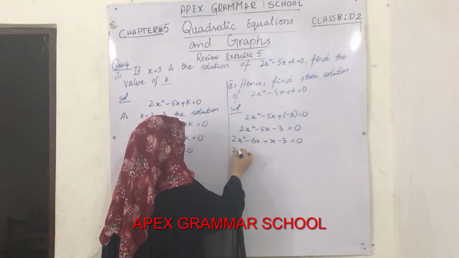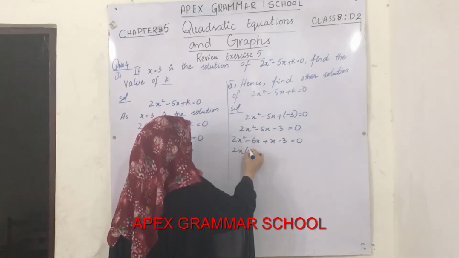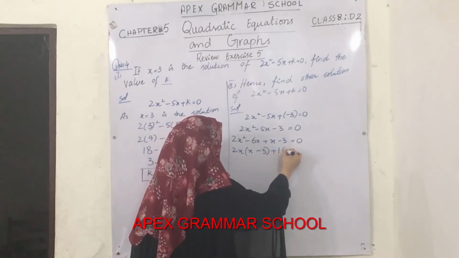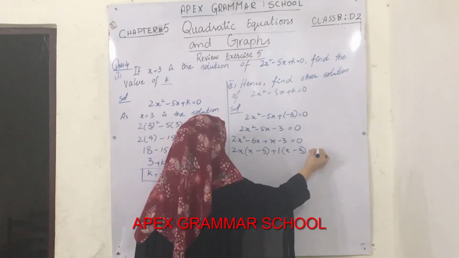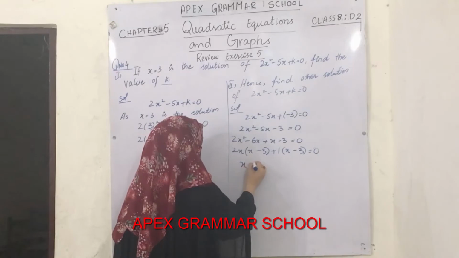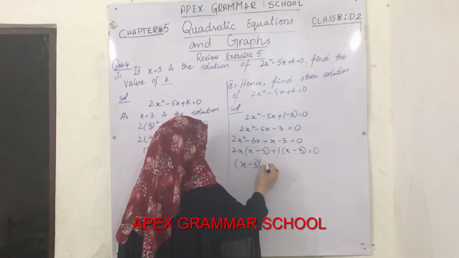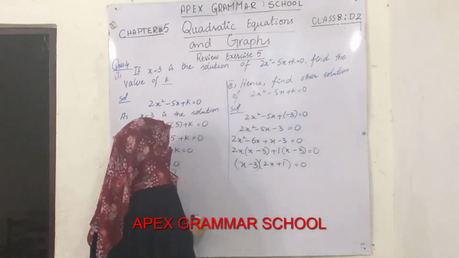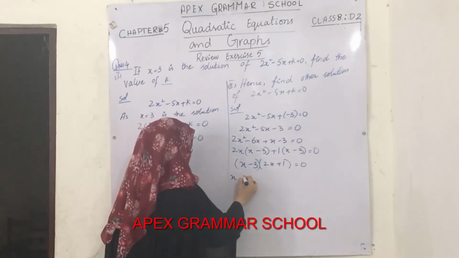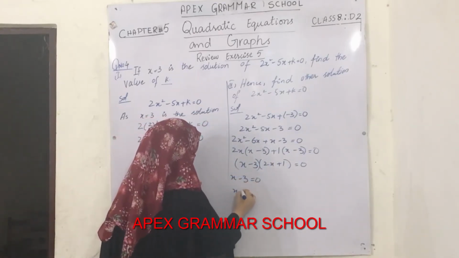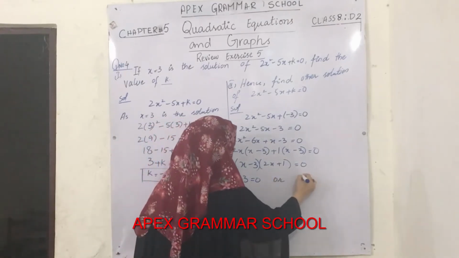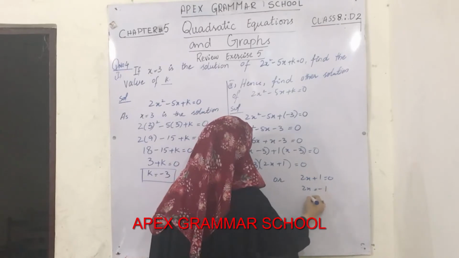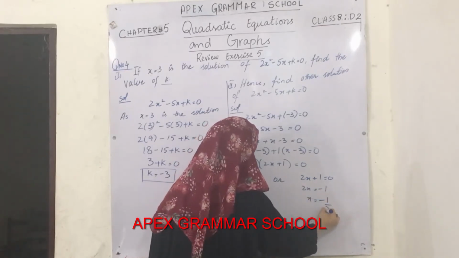From the first two terms I am going to take 2x common. It will be x − 3. From the last two terms I am going to take +1 common: x − 3 = 0. It reduces to (x − 3)(2x + 1) = 0. The product of two factors is 0, which means either of these factors is 0. x = 3 or 2x + 1 = 0, 2x = −1, x = −1/2.